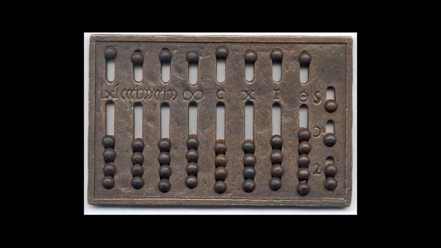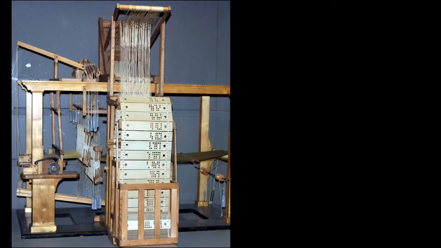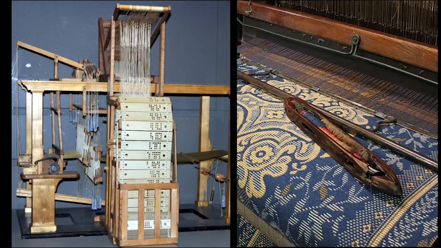The history of mathematical machines, of course, includes devices way preceding the computer, including the abacus, this fascinating machine called Napier's Bones that was invented in 1617 in Scotland for multiplying and dividing, and the Jacquard loom, which used punch cards to program in elaborate designs.